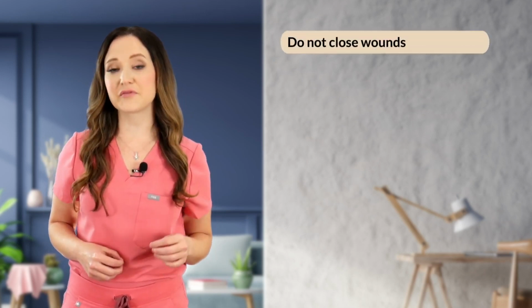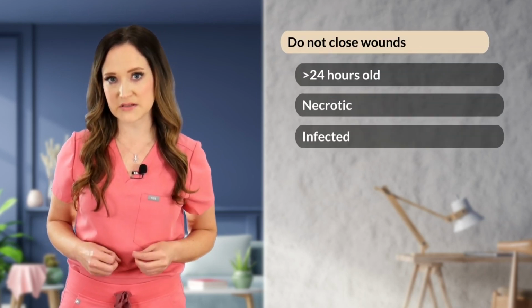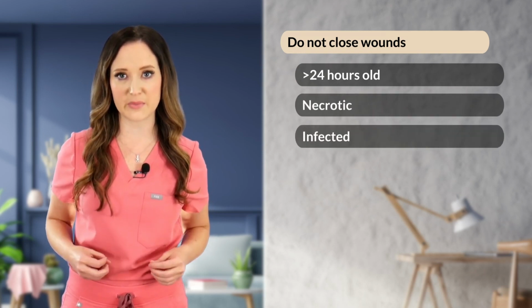If the wound is 12 to 24 hours old, uninfected, and small enough that it can be closed by primary closure, closure can be performed at this time. However, if the wound is greater than 24 hours old and clearly necrotic or infected, it should be left open for continued tissue demarcation and serial debridement.